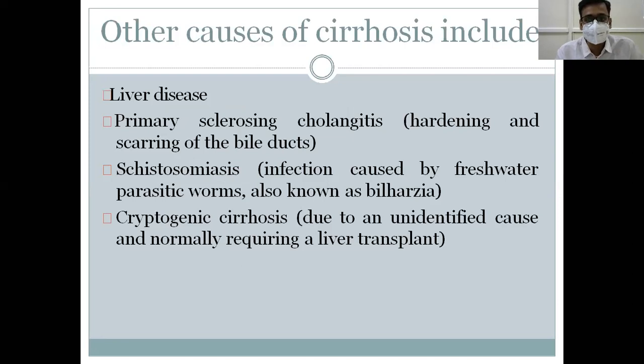There are a few other causes of cirrhosis, like primary sclerosing cholangitis, where hardening and scarring of the bile duct occurs. Infections by freshwater parasitic worms, like schistosomiasis, also known as bilharzia. Cryptogenic cirrhosis, due to an unidentified cause and normally requiring a liver transplantation.